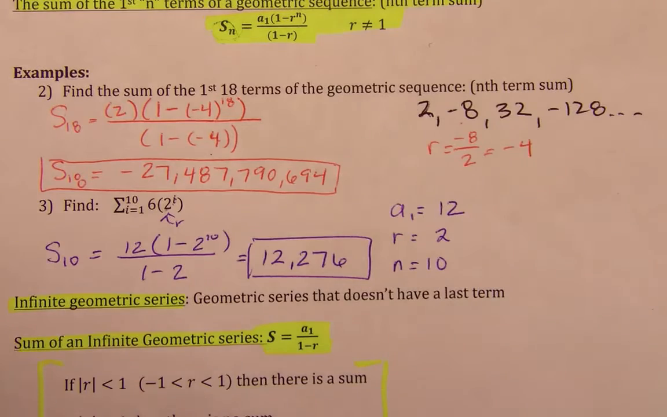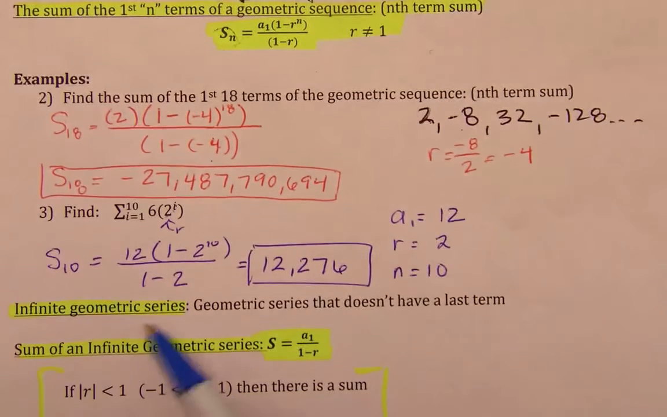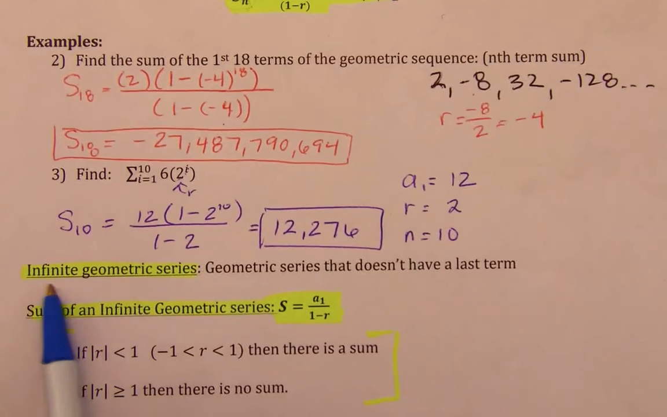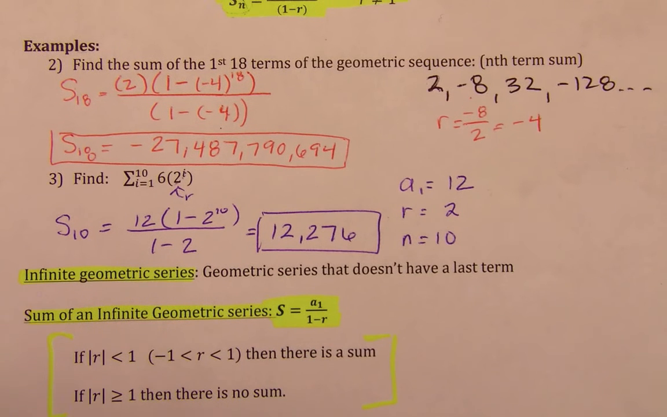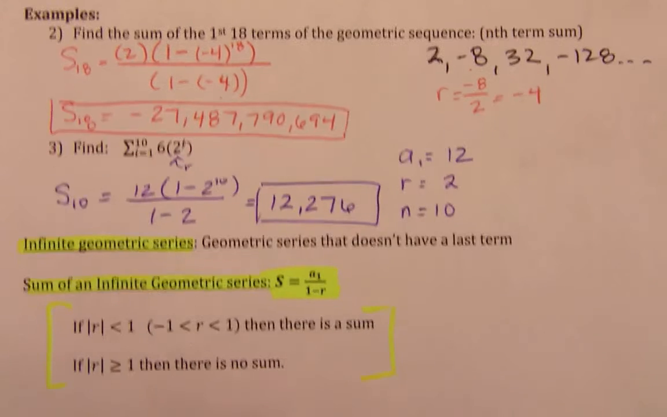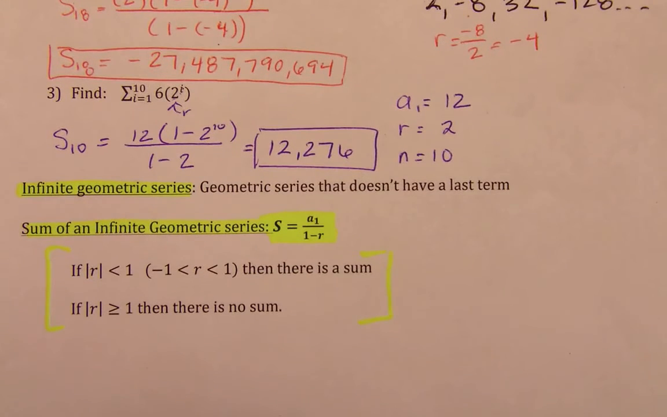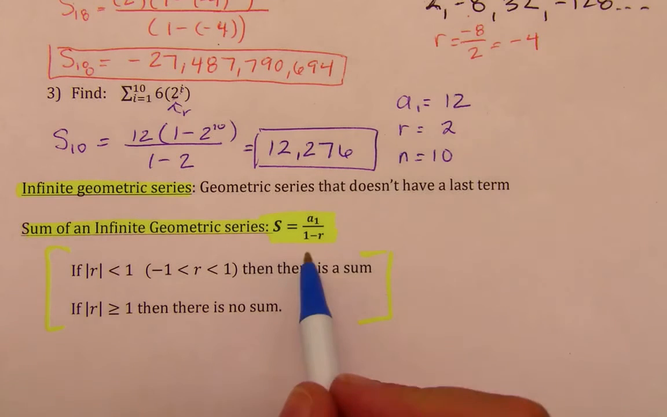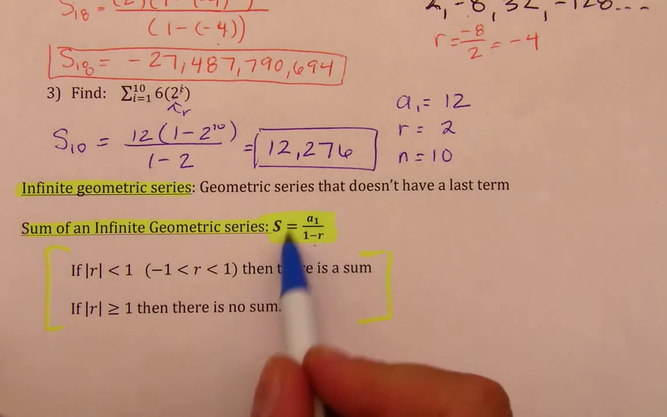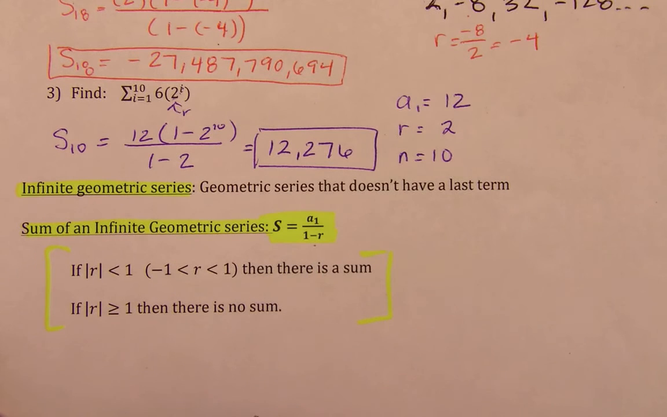Now, the thing that's very different and actually really cool about geometric sequences is that we can find the sum of an infinite sequence. So we need to think about what that actually means. We're saying that we can add up infinitely many terms. This is the formula that we use, and you'll notice that there's no n in this formula. Well, that's because there's infinitely many terms. We can't put a number in for infinitely many.